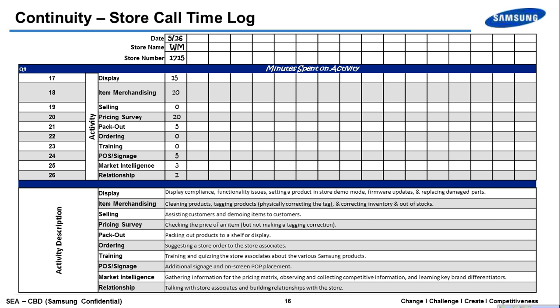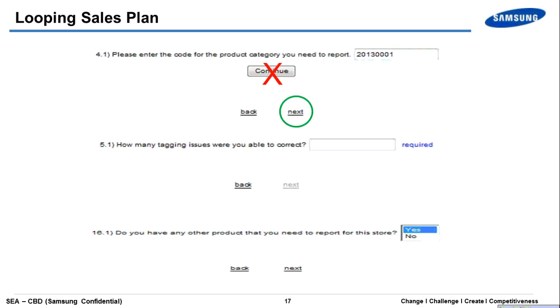Those correspond with the questions in Sales Track. So whenever you're entering this time in Sales Track, for question 17, you would enter 15. For question 18, you would enter 10. So it's just to help reference those. Let me reiterate again, time does not have to be exact. We just want to get an idea of how much time you're spending on each activity in the store.